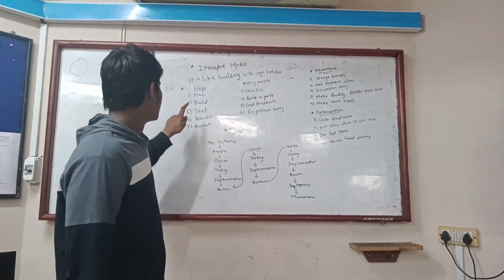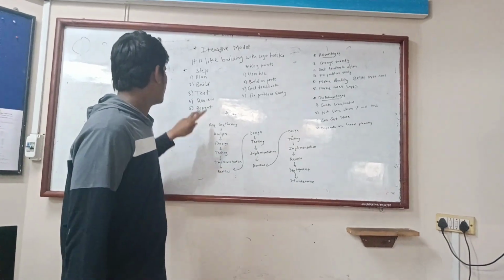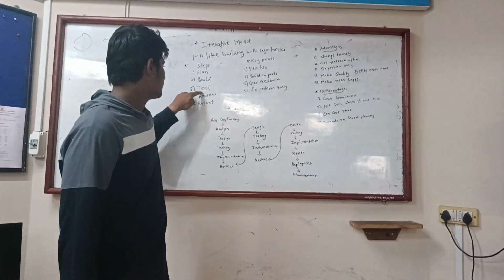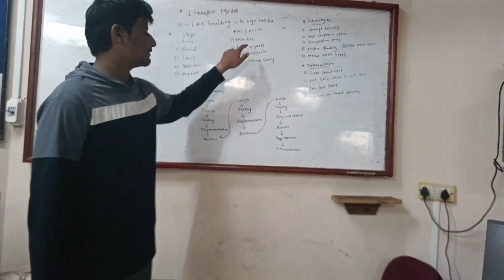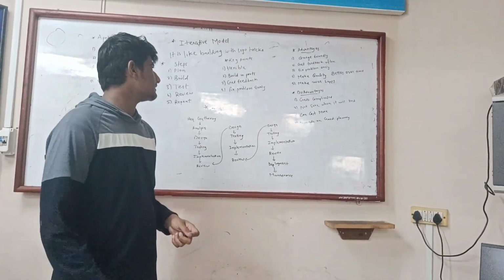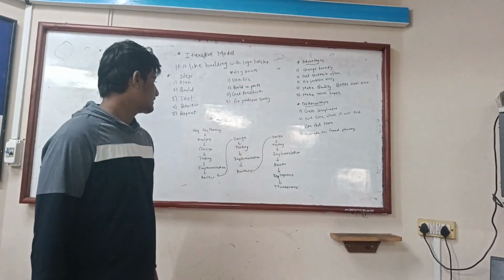So what are the steps? We will first plan it. We will plan what to divide, and we will build. We will test it, review it, and repeat. Key point: flexible, so we can change the plan easily, build in parts, get feedback, and fix problems earlier.